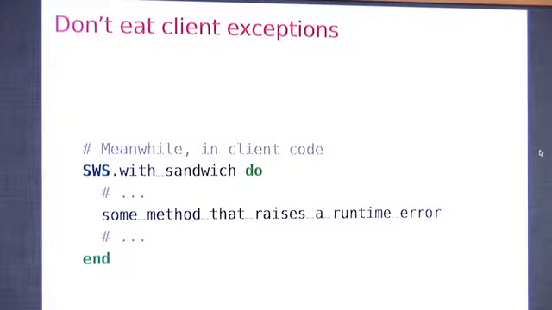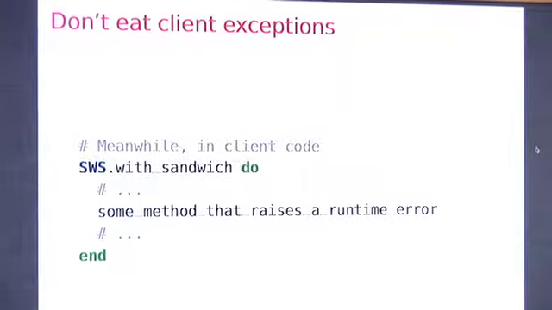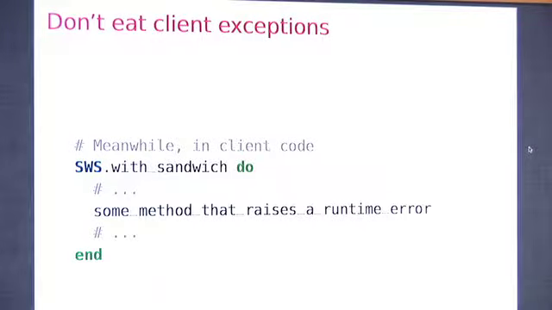So try to be specific. Be very careful when you're handling exceptions in your library that may be raised from client code because of a yield or because of any kind of block handling. Try to be very specific about what you're rescuing and pass the rest on.